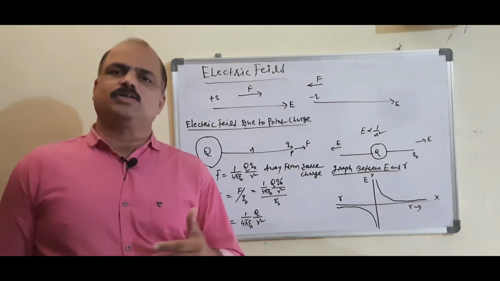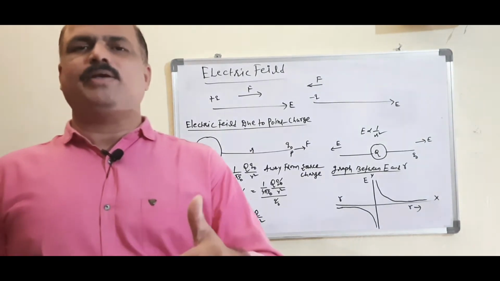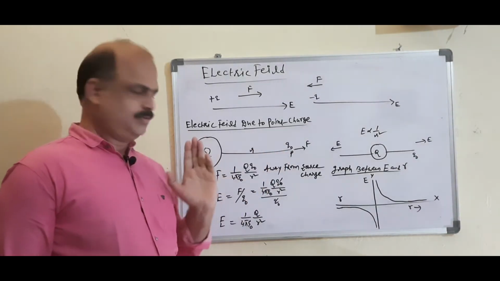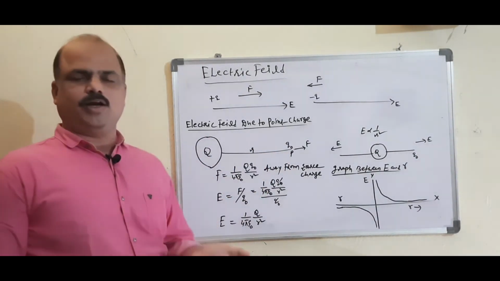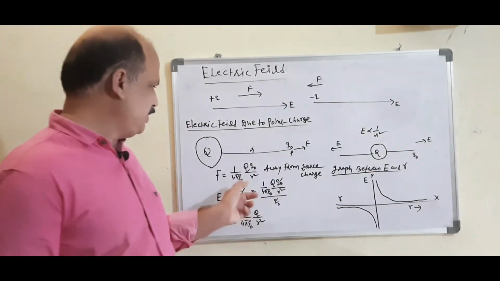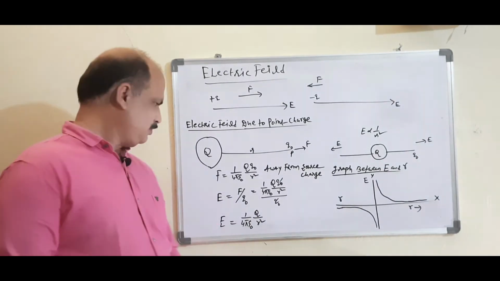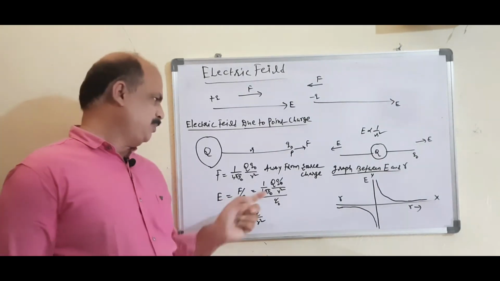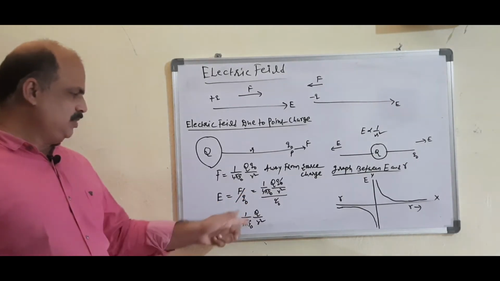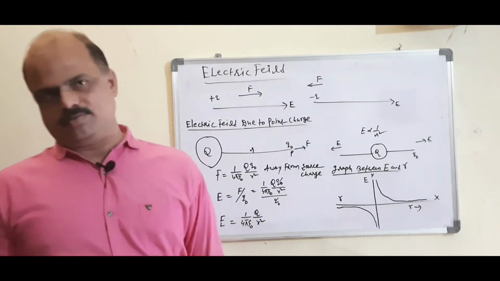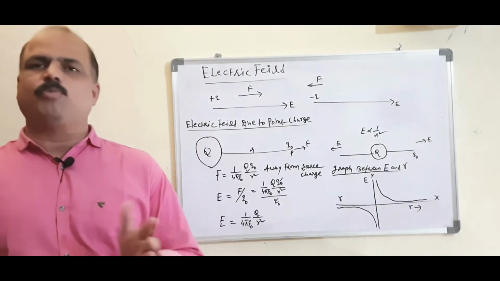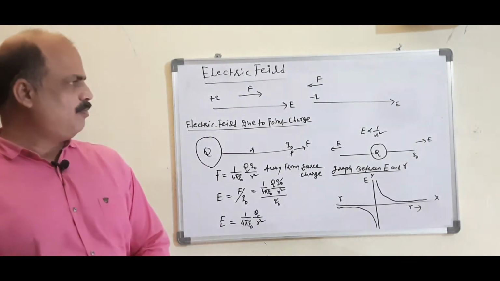Now, what is our aim? Our aim is to find the electric field at a point P, which is at a distance r. Electric field, as we already discussed, is the force acting per unit test charge, so F by Q naught. Substituting this value, we get E is equal to 1 by 4 pi epsilon naught Q by r square. So this is the expression for electric field due to a point charge.